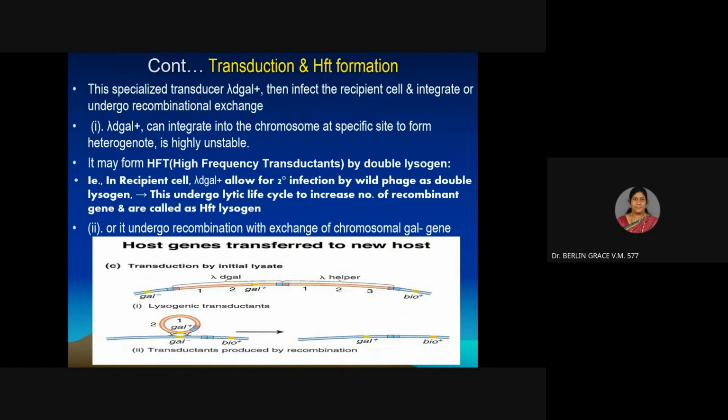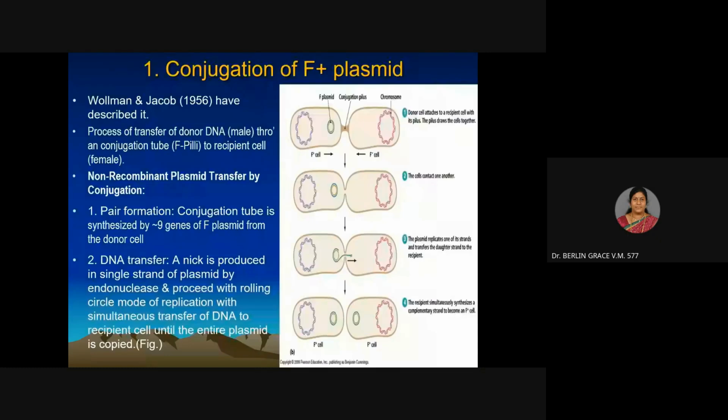So this can infect the recipient cell. There also it is integrated between gal and bio only, but now it is replication defective. It cannot replicate on its own. It will replicate along with the chromosome. In order to increase the frequency, a secondary infection with the wild type lambda phage will help with the multiplication, or else the gal plus can exchange with the gal minus. This is called high frequency transduction.